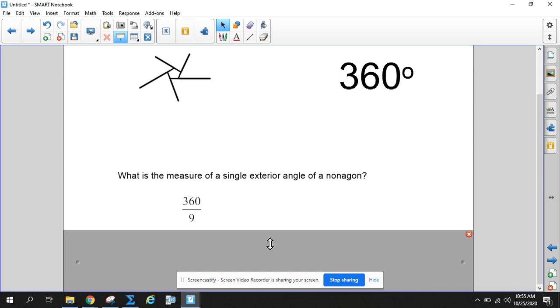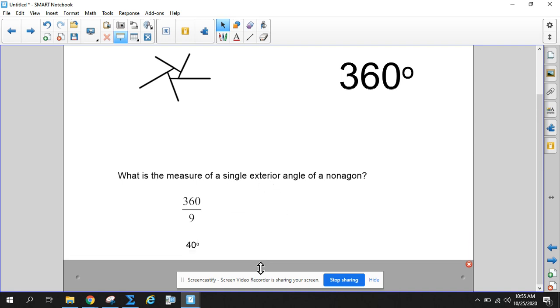So I would just say that 360 is the sum of all of my exterior angles. If I divide that by 9, that will tell me what the measure of a single exterior angle is. 360 divided by 9 is 40 degrees. So one single exterior angle of a nonagon would be 40 degrees.